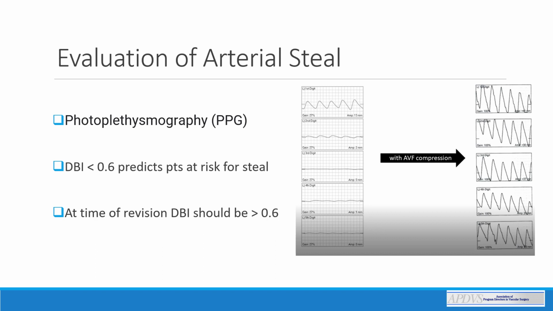Digital pressure measurement can also be utilized. A digital brachial index less than 0.6 obtained on the day of surgery can predict which patients are at risk for development of symptomatic steal. If revision is indicated, the digital brachial index should be increased to over 0.6. Failure to accomplish this puts the patients at risk for continued steal.